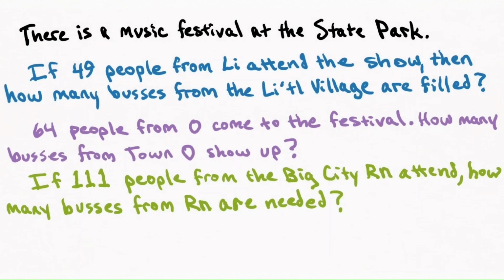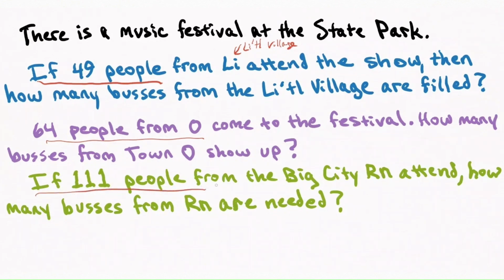There's more problems. It's the same music festival. Now, if 49 people from LV, and that's for Little Village, right, because we're just abbreviating it, attend the show, then how many buses from the Little Village are filled? If 64 people from Town O come to the festival, how many buses from Town O show up? If only 111 people from Big City Run attend, how many buses from Big City Run are needed?